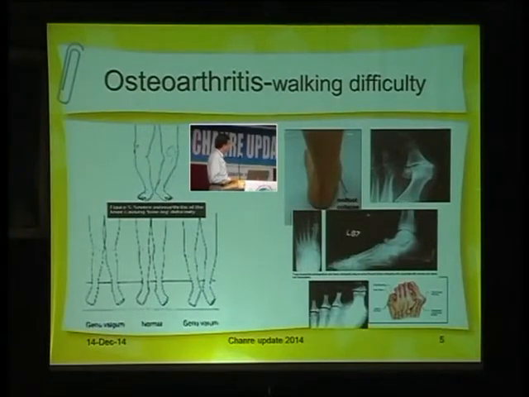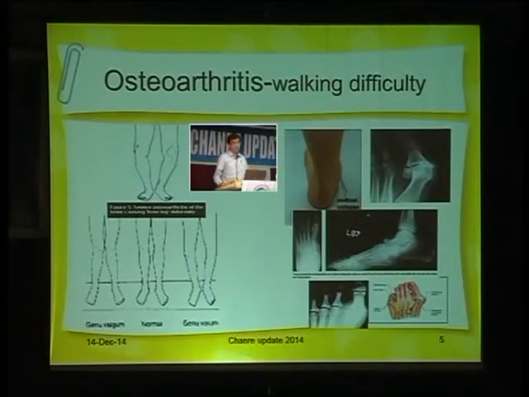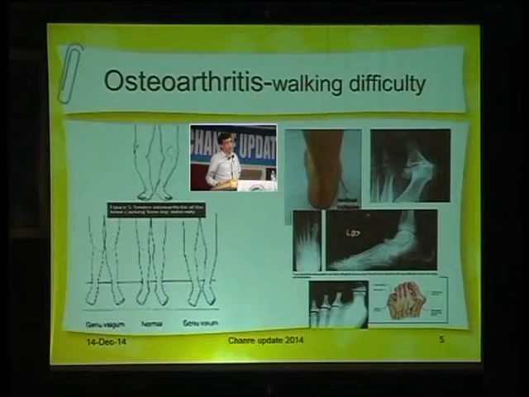And arthritis commonly affects the first metatarsophalangeal joint here, and that can cause hallux rigidus or hallux valgus or hallux varus, depending upon the footwear pattern of the population we see. They can cause all the deformities of the foot and contribute to the walking difficulty.